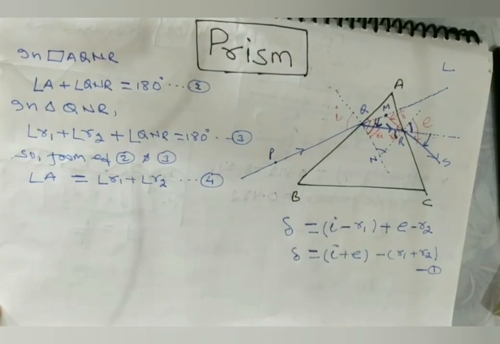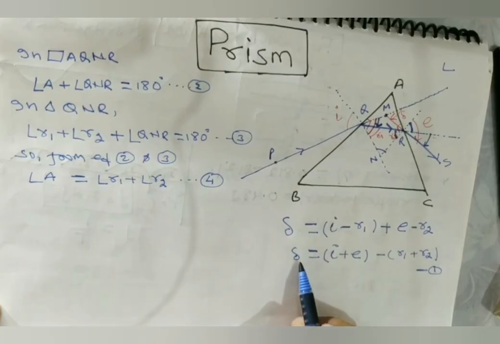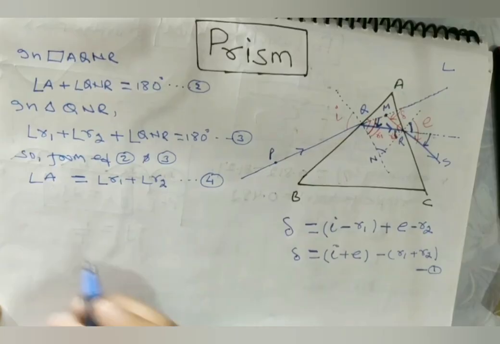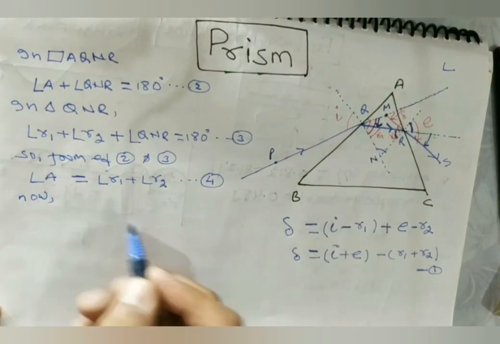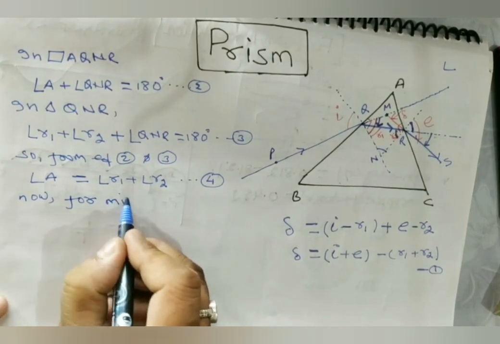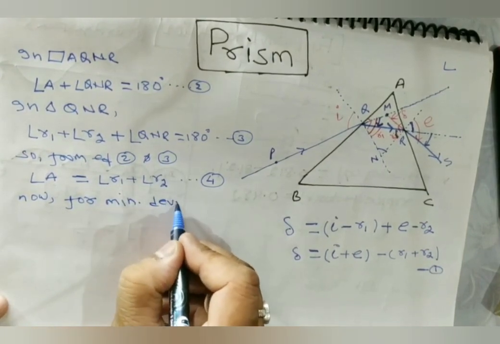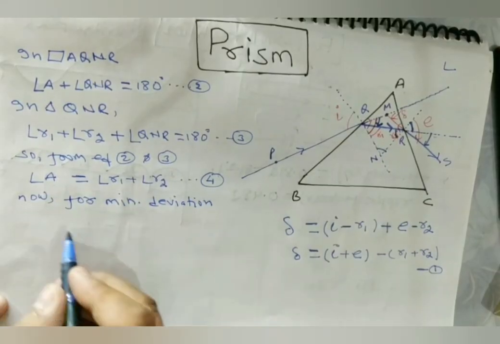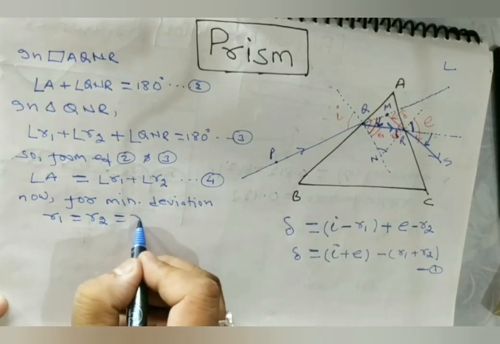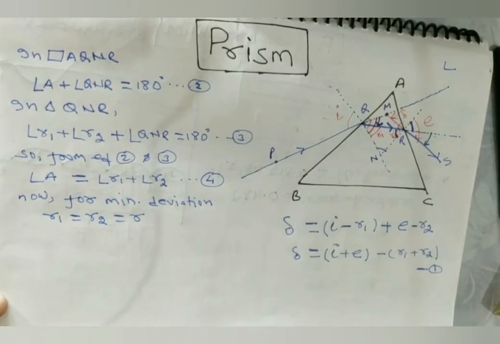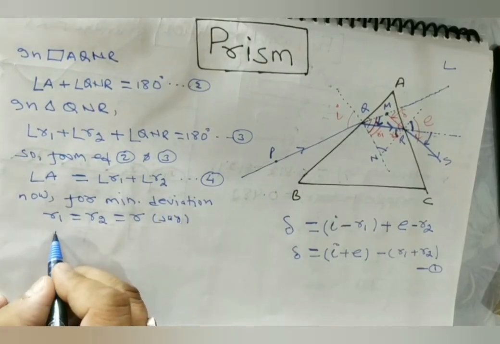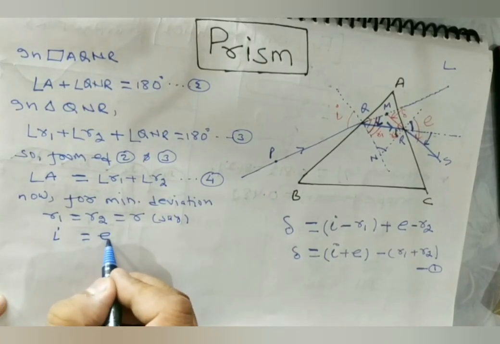Now here delta equals I plus E minus R1 plus R2, and A is R1 plus R2. Now we apply the condition for minimum deviation. For minimum deviation, R1 must be equal to R2, and I say it is R. And I must be equal to E.